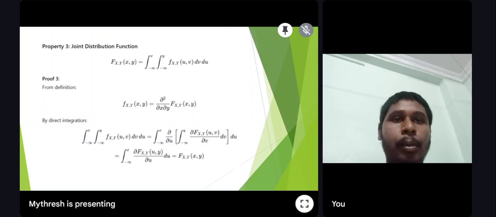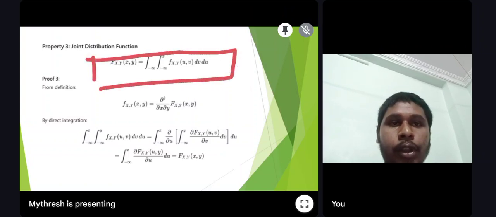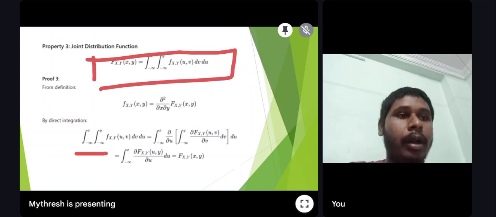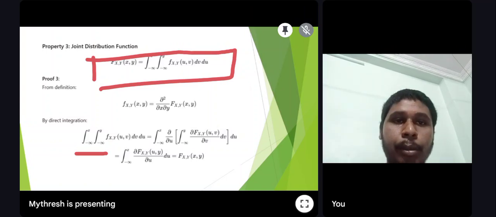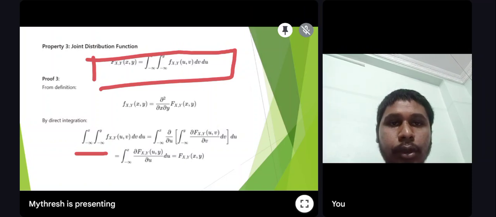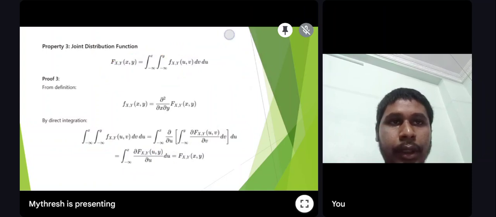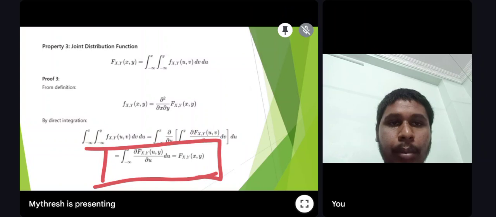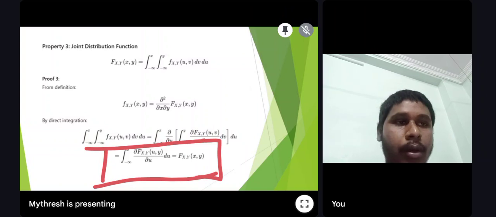Let us proceed with the next property, the relation between the joint distribution function and the joint density function. We have to prove this from direct integration. We double integrate with respect to the x and y random variables. First we integrate with respect to y, and then if we integrate this, we get the integral from minus infinity to infinity of the partial derivative of f_XY(u, y) dy du dv, which is equal to f_XY(x, y).